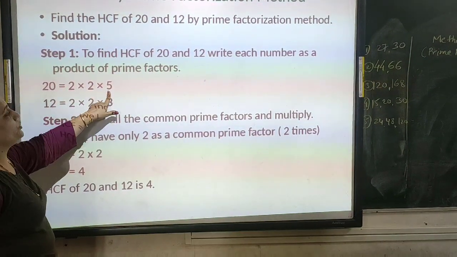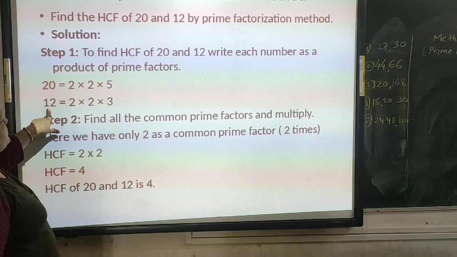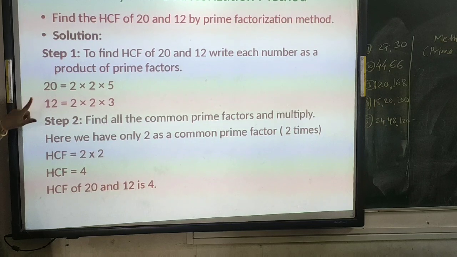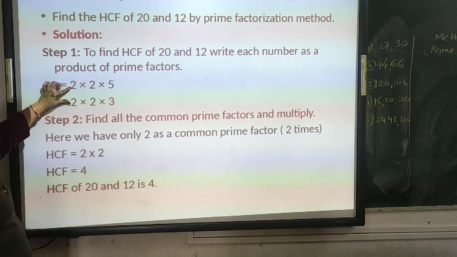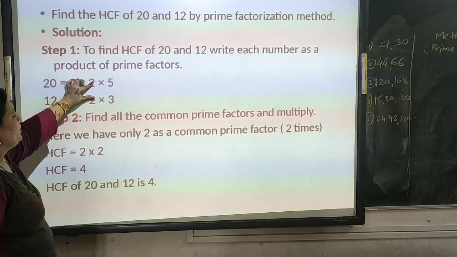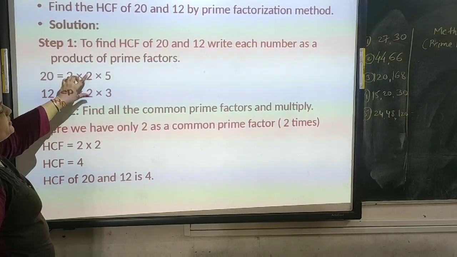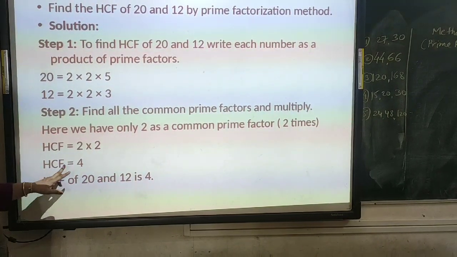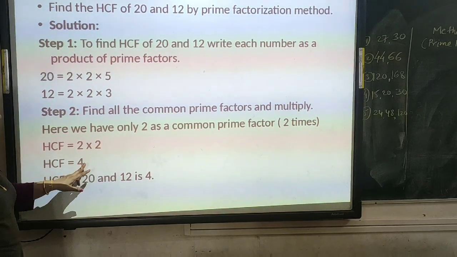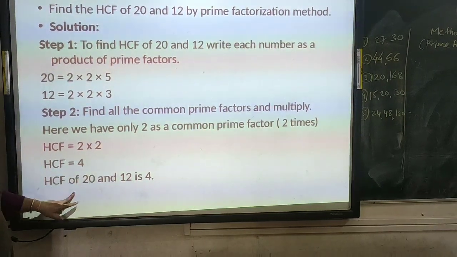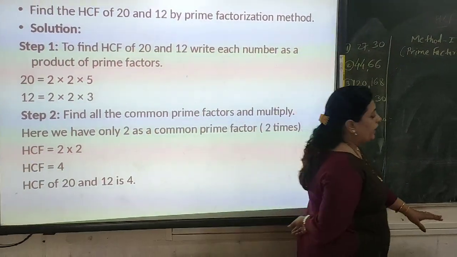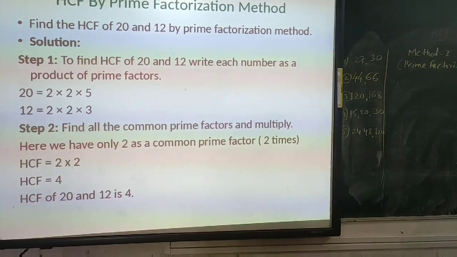2 into 2 into 5. And what are the prime factors of 12? 2 into 2 into 3. Now in this, which are the common factors? So these two are common and these two are common. So here two factors are there which are common. So we have to multiply both of them. Then we will get the HCF. So 2 into 2 is equal to 4. So HCF of 20 and 12 is 4. Okay, so this was the prime factorization method.